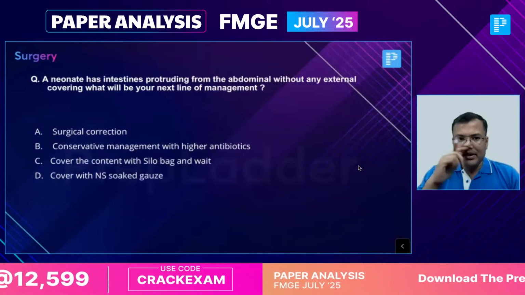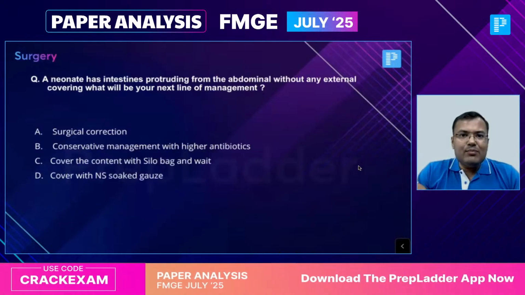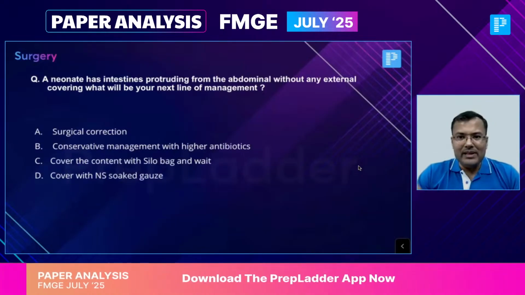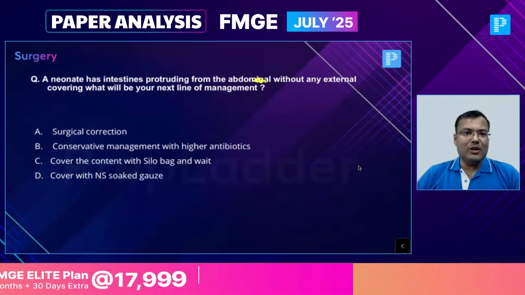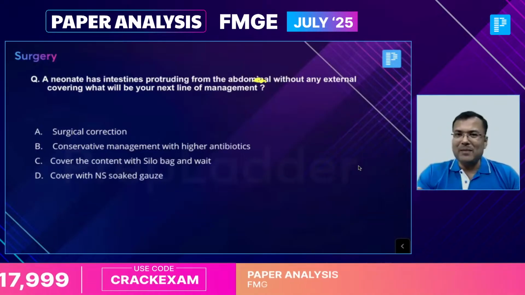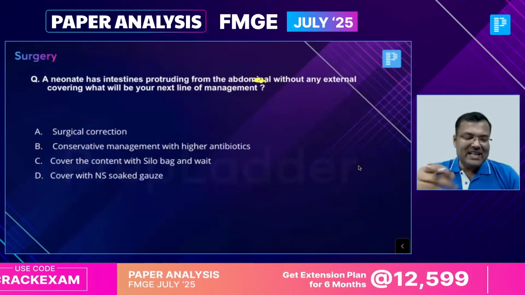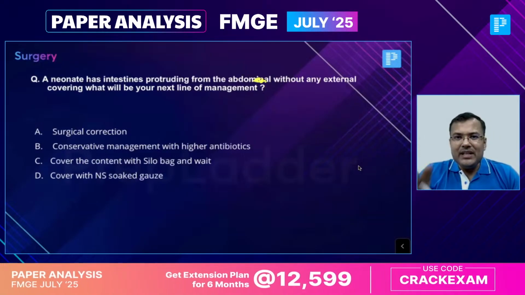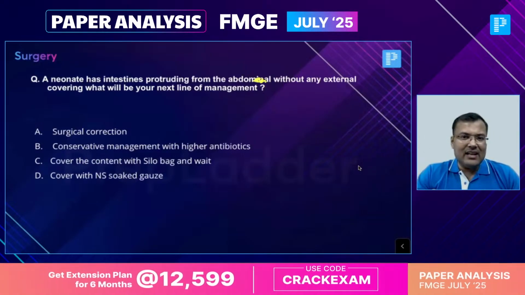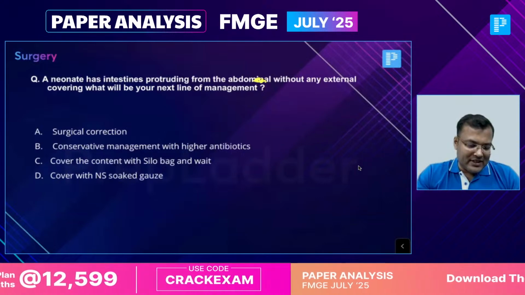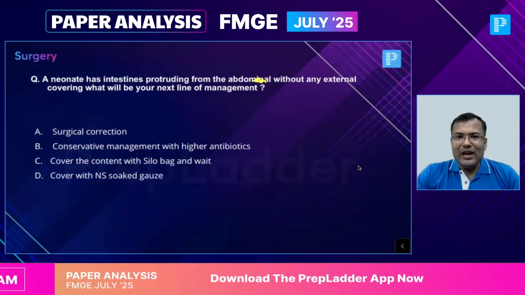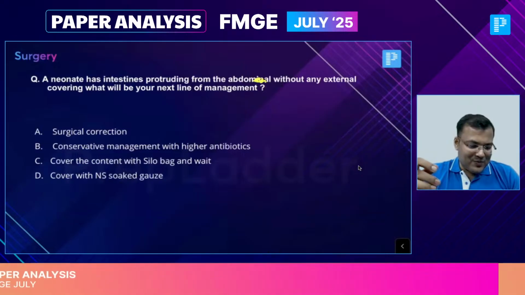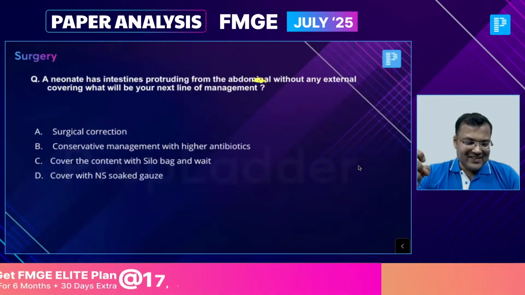Okay, next. A neonate has intestines protruding from the abdomen without any external covering. What will be your next line of management? First tell me, what's the diagnosis here? Easiest question. This is a famous FMG and NEET PG question, it comes every year. Either omphalocele or gastroschisis. Omphalocele, and thank you Bunny, thank you.